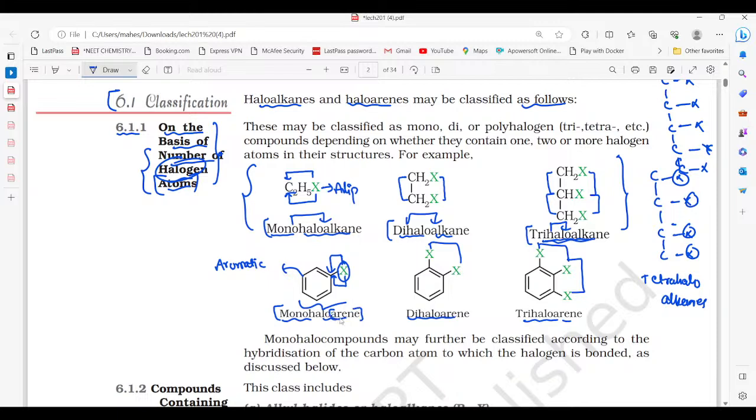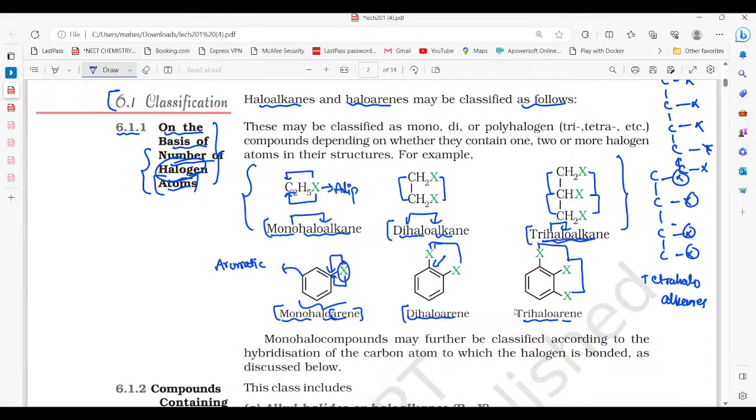What do you mean by haloarene and what do you mean by haloalkanes are explained clearly in the introduction of haloalkanes and haloarenes. If anyone missed the video, please go to the playlist of NEET Chemistry live classes in English, find the haloalkanes and haloarenes lesson, and watch part 1. And if two halogens are attached to this benzene ring, it is called dihaloarene.